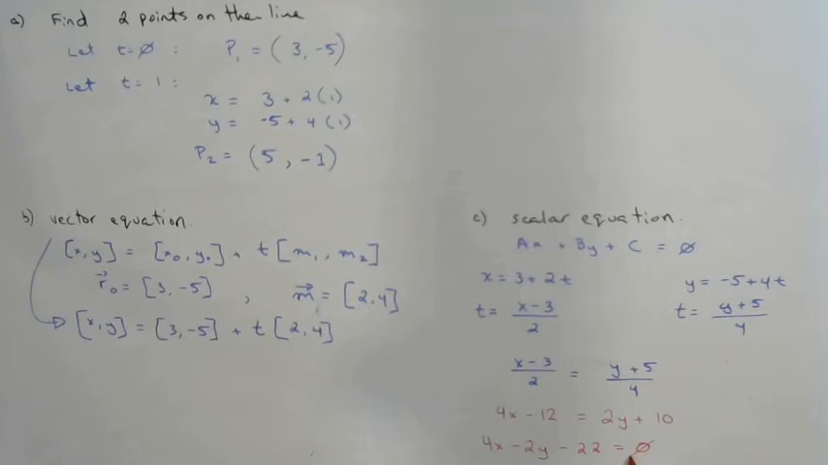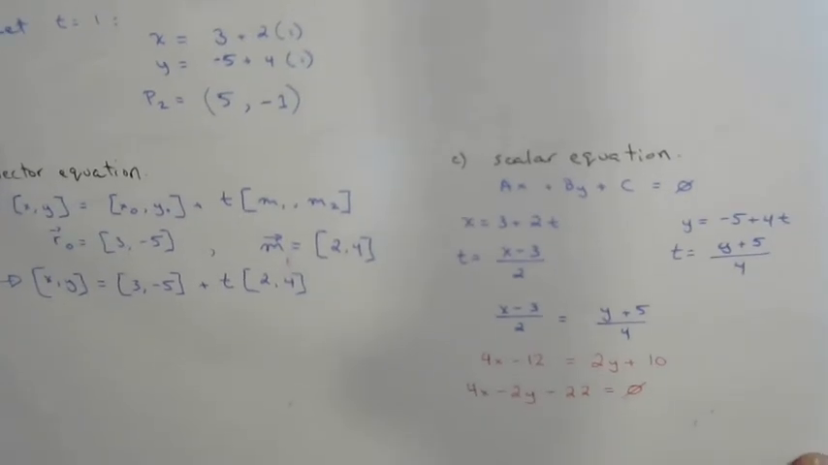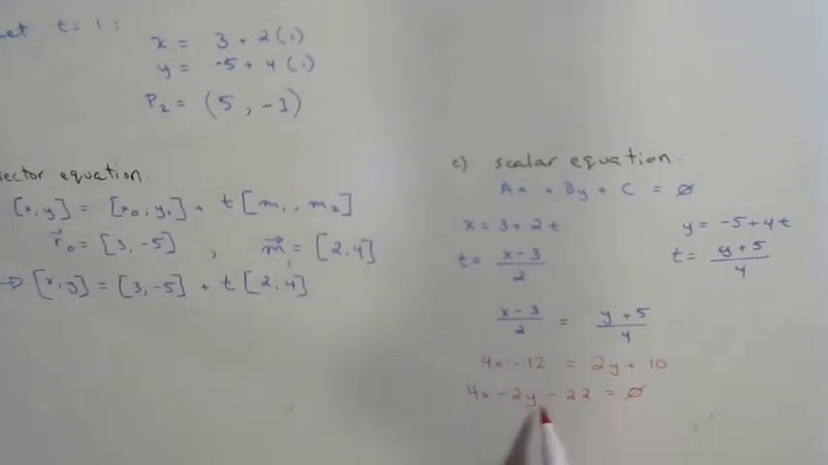-22 equals 0. And this is not fully reduced. Running out of space here. So I'm going to divide all of my terms by 2. That leaves me with 2x minus y equals 11. Minus 11 equals 0. And this is now our scalar equation for the line in question.